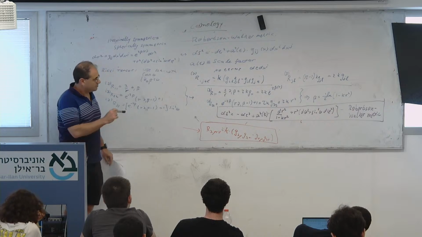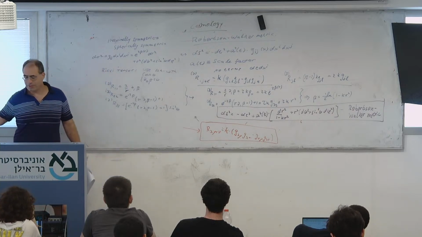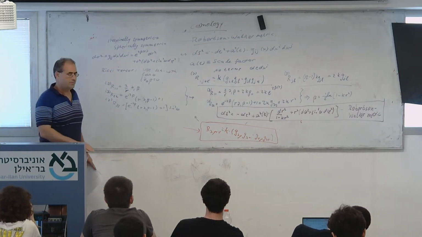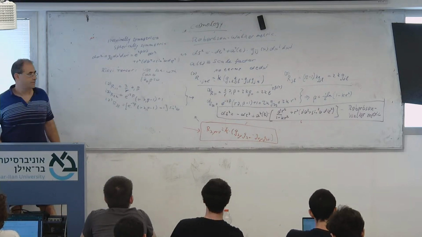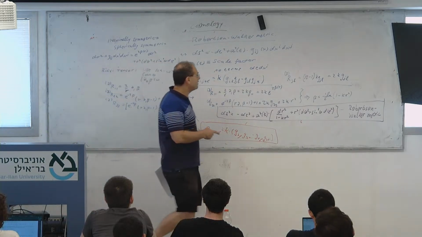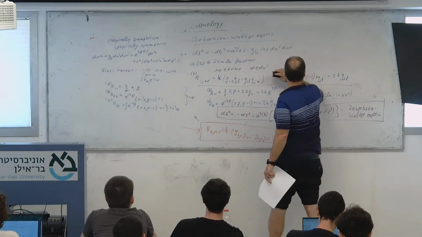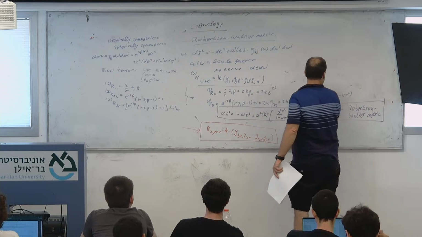But the thing is, related to that, I actually don't really need to know the exact value of K. Why? Why don't I really care about the exact value of K?